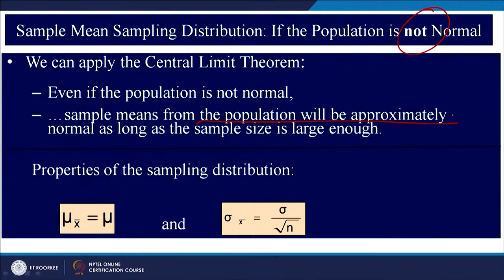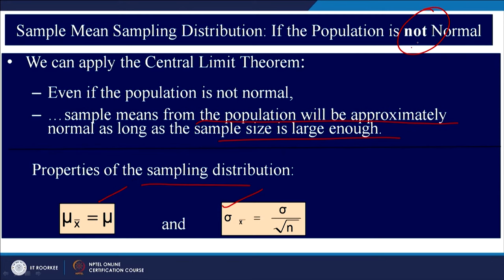Then a theorem, called the central limit theorem, comes into the picture, and according to this theorem, even if the population is not normal, the sample mean from the population will be approximately normal as long as the sample size is large enough. So the sampling distribution of a non-normal population will also be a normal distribution if the sample size is large enough. And what is that large enough? We will see in the next slide. So the properties of the sampling distribution will remain the same even if the population is non-normal, okay.